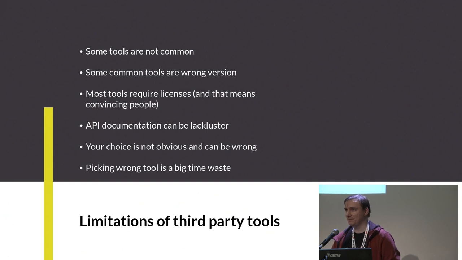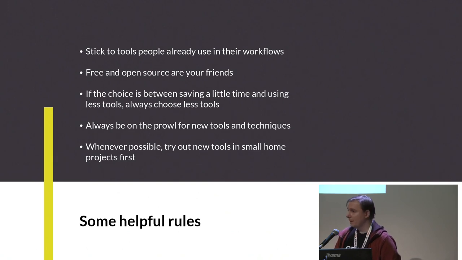But at the same time, every time you see a tool, it's a decision whether you use it or not. You usually do not have the luxury of knowing the outcome right away. So here are some helpful rules that you might use when picking your tools. So first of all, you should stick to tools people already use in their workflows. That is very important, because if they haven't used it, you're going to have to explain to them how to use it. Write a guideline at the very least, or maybe even guide them through the process by yourself, which is a huge time waste.